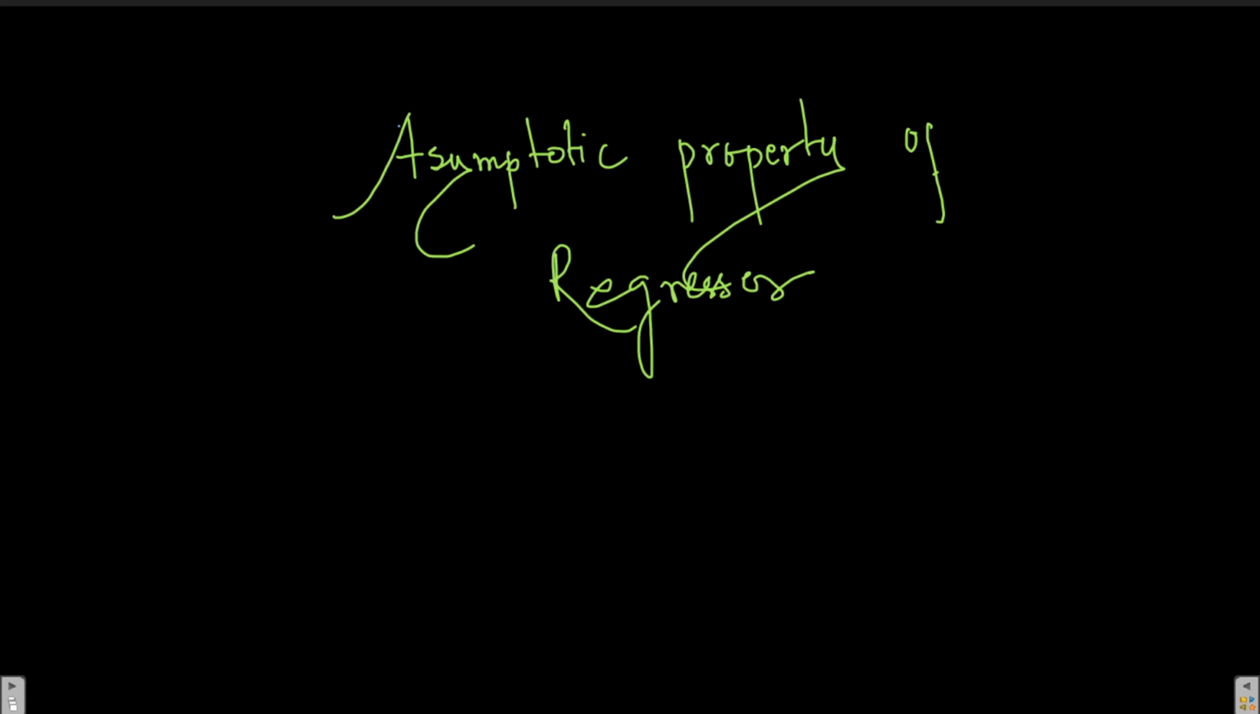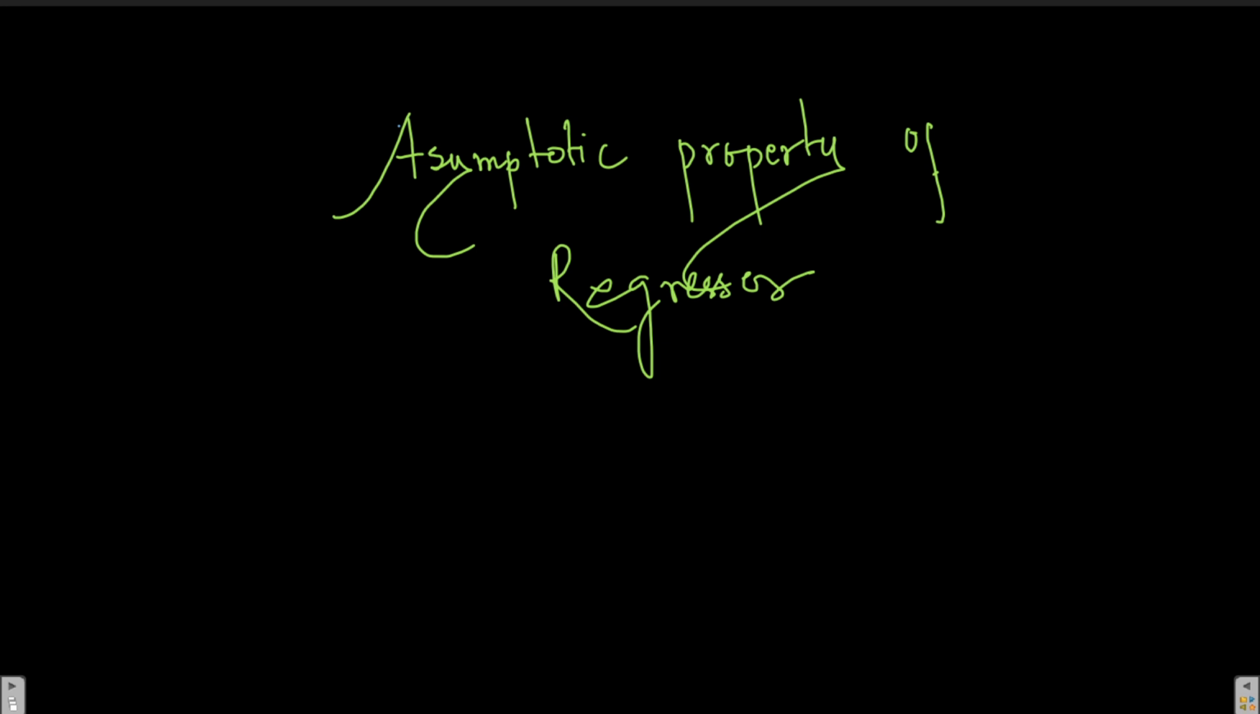We have been talking about instrumental variable, and in this lecture we are going to deal with a particular concept called asymptotic property of regressor, and we're going to see why exactly this asymptotic property of regressor is helpful. And before that we actually will see what exactly is this asymptotic property of regressor.